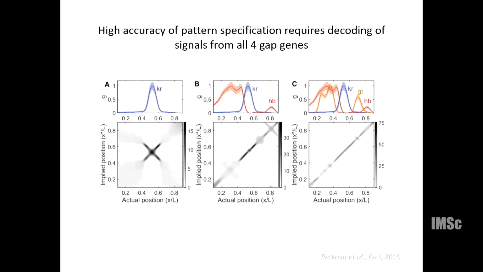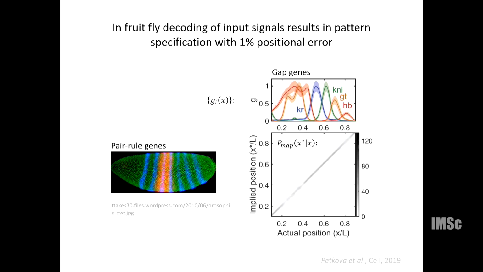But now you add more signals, and what happens? This gets more and more narrow and close to the diagonal. Adding one more, hunchback, it already improves. Adding giant, it's even further improved. And finally, if you have 4, it's a very narrow ridge of probability distribution that basically unambiguously allows cells to figure out their position in the tissue, hence their cell fate.